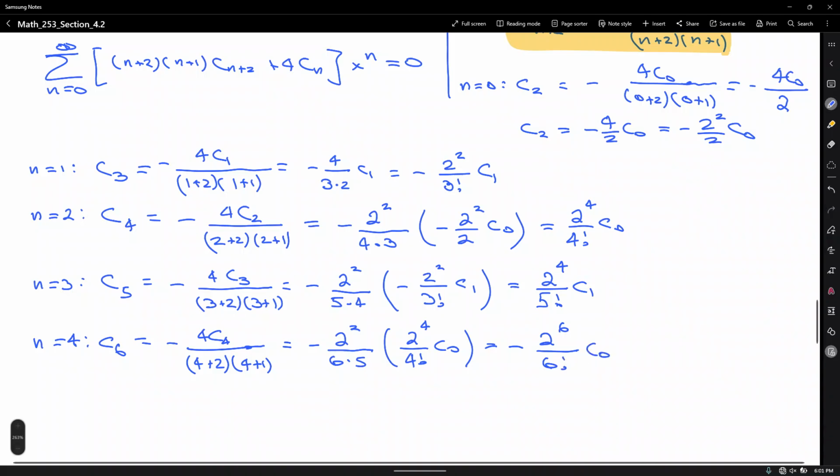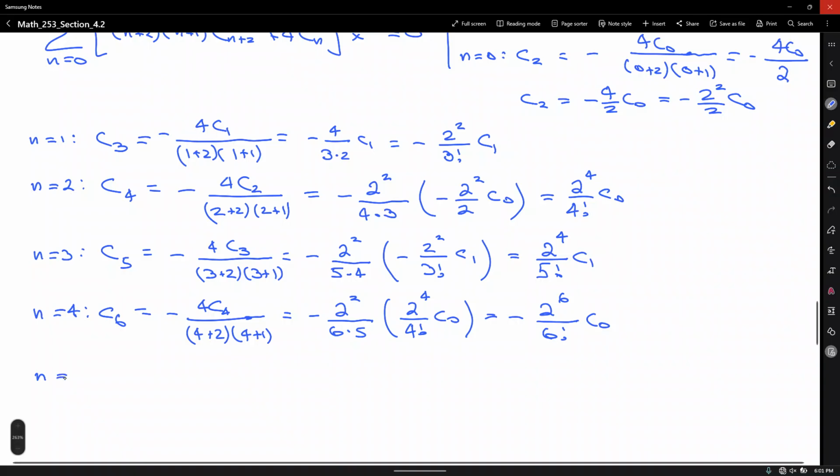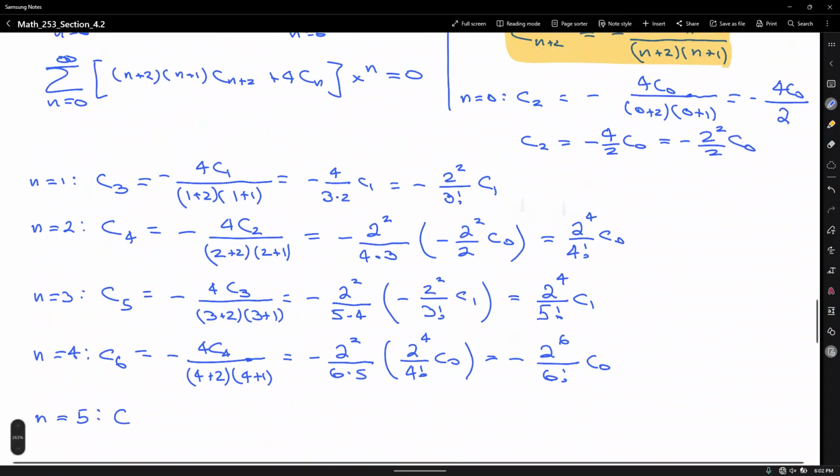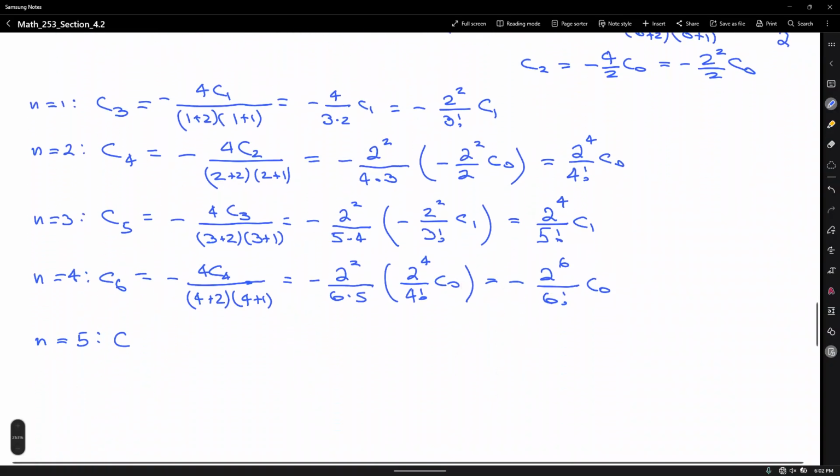Okay, two more. n equals 5, right? That is C sub 5. Wait, no. C sub 5 plus 2, no, that's C sub 7, isn't it? Equals negative 4 C sub 5 over 5 plus 2, 5 plus 1. Okay, so this is equal to another negative 2 to the second power over 7 times 6.